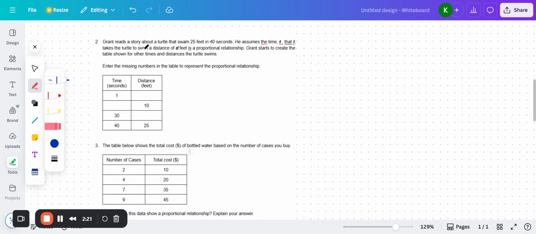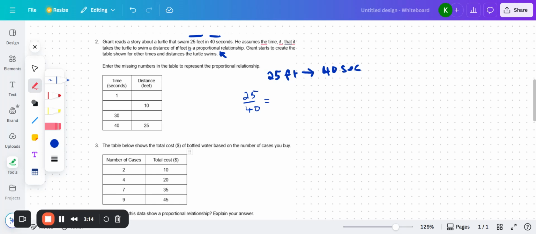So in this question, Grant reads a story about a turtle that swam 25 feet in 40 seconds and assumes that t is the time it takes the turtle to swim and the distance is in feet. It's a proportional relationship. That's the key in this question. Now, create a table. That's what is given to you. So one thing you know is 25 feet in 40 seconds. That's all you need to know. We would like to know how many feet in 1 second. So go ahead and divide 25 divided by 40 to get the distance for 1 second.